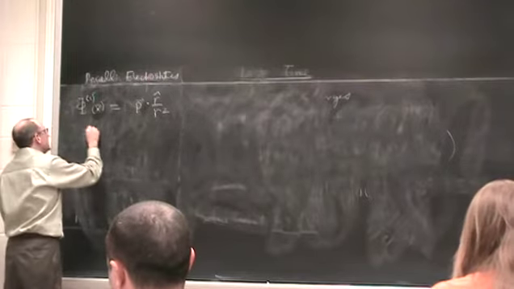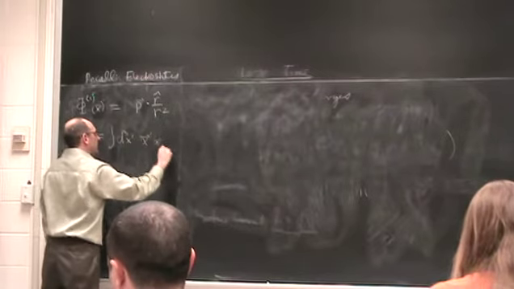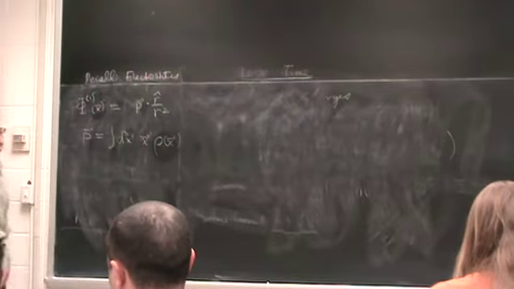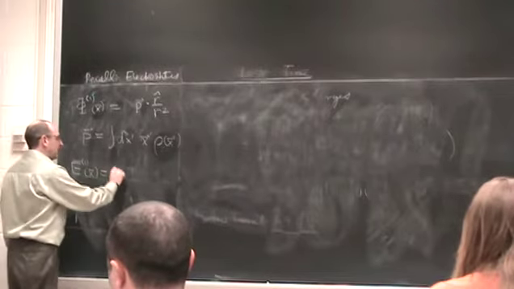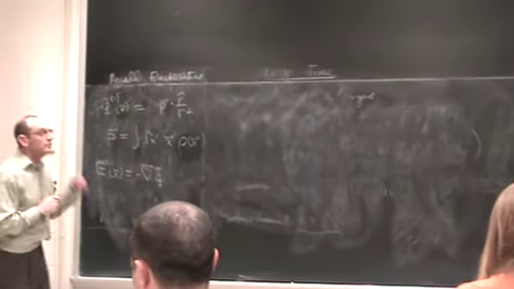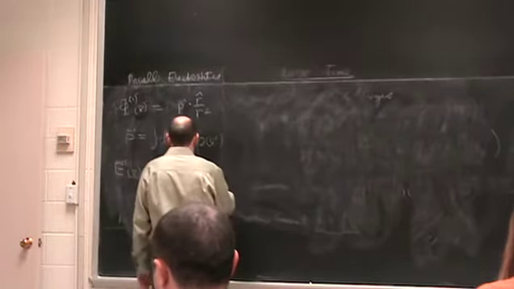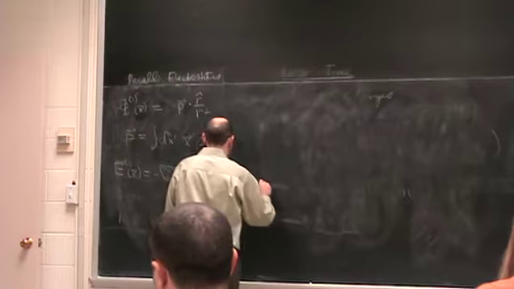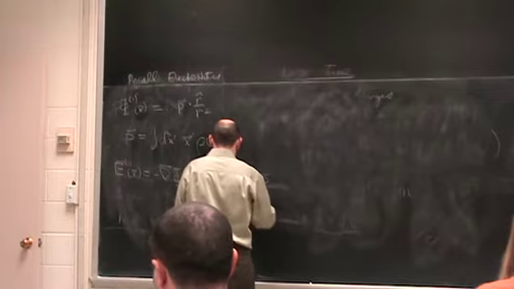And the dipole moment was the integral over the source of x times rho, right? And the electric field associated with an electric dipole, minus the gradient of phi, is equal to 3 r hat dot p minus p, over r cubed.